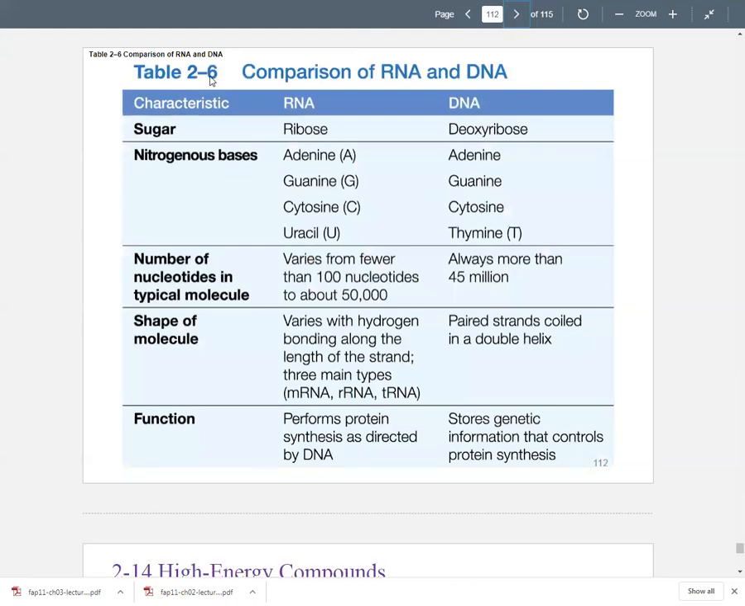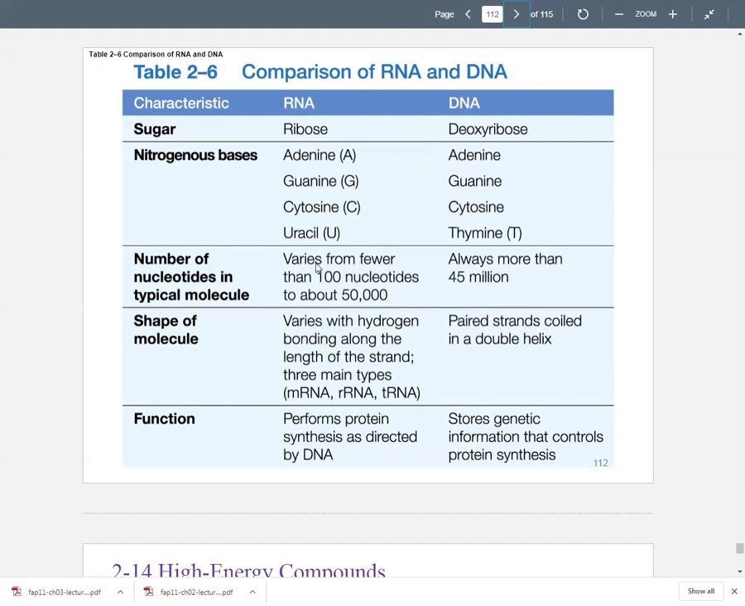All right, here's the overview. Definitely want to make sure you look back at this in the canvas. Nitrogenous bases for RNA are A, C, G, and U. Nitrogenous bases for DNA, A, G, C, and T. Sugar for RNA is ribose. Sugar for DNA is deoxyribose.